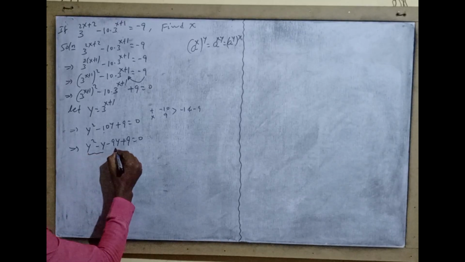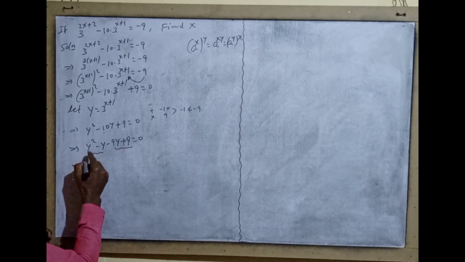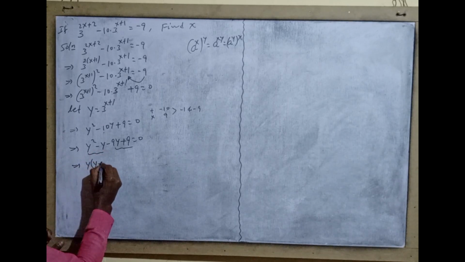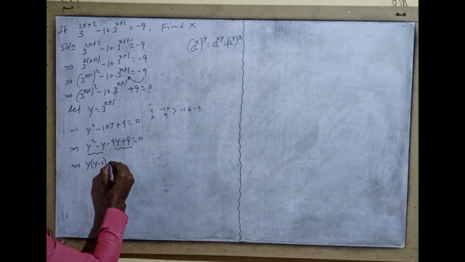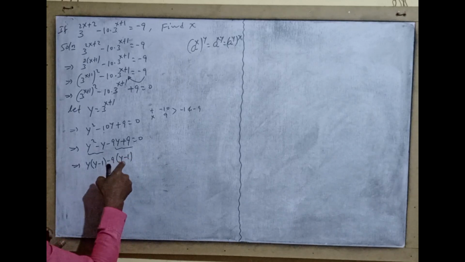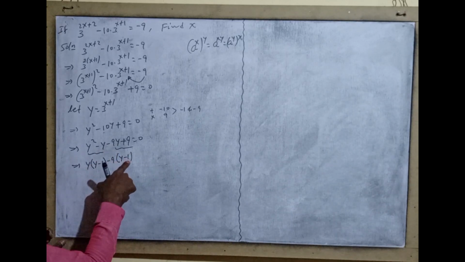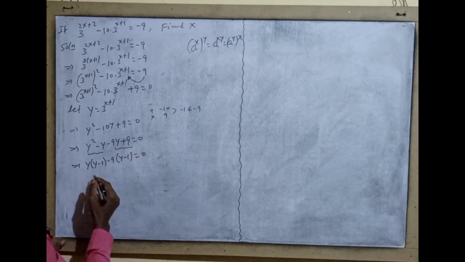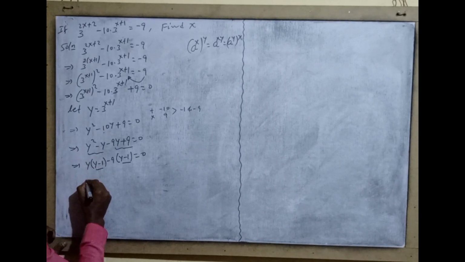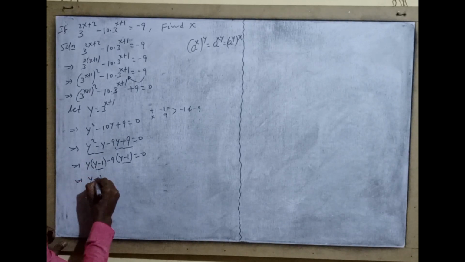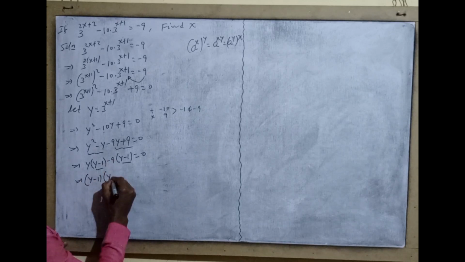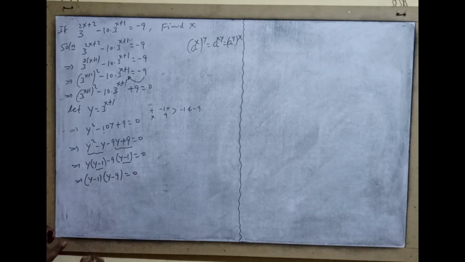Let's take this and this independently. Take y from this as a common factor, we have y(y - 1). From this, let's take -9 times (y - 1), because -9 times y is -9y, and -9 times -1 is positive 9, which is equal to 0. Again, here we have y - 1 as a common factor. Take y - 1 as a common factor, and we have y here, and here we have -9, equal to 0.